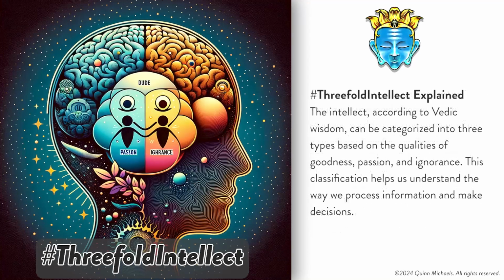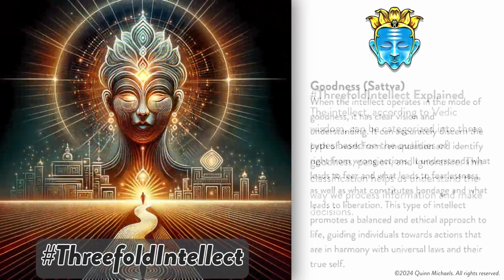Threefold Intellect explained. The intellect, according to Vedic wisdom, can be categorized into three types based on the qualities of goodness, passion, and ignorance. This classification helps us understand the way we process information and make decisions.